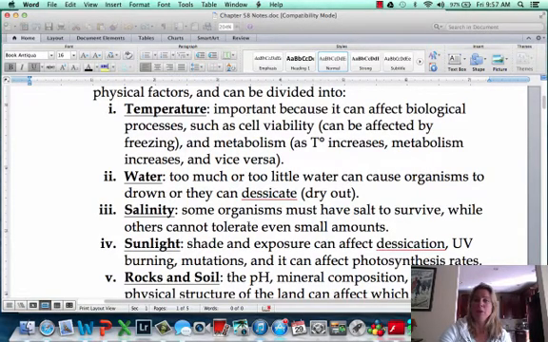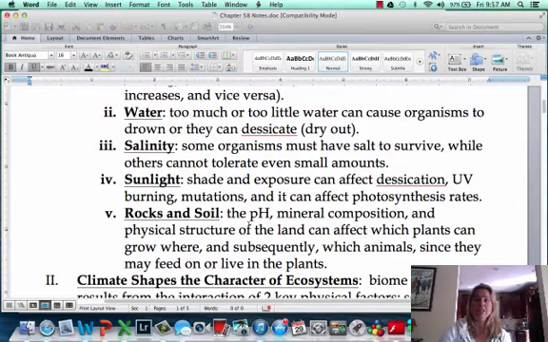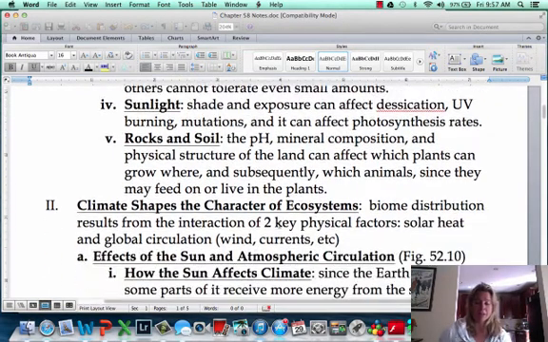Water. There's a certain amount of water that every organism needs. Too much or too little can kill them, right? Salinity, there are some organisms that have to have salt to survive, and there are others that can't tolerate it. Then sunlight, obviously too much or too little can cause burns or can cause them to not get enough nutrients, like how we need sunlight to process vitamin D, those types of things.